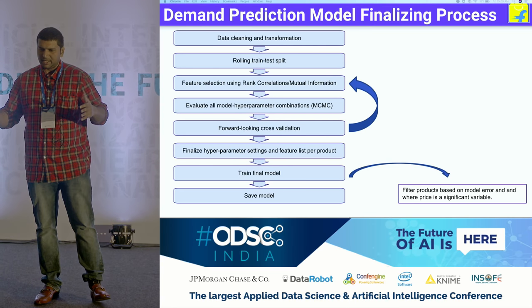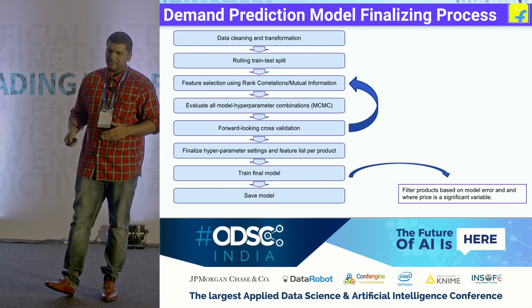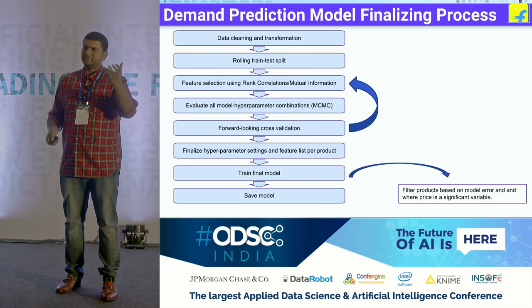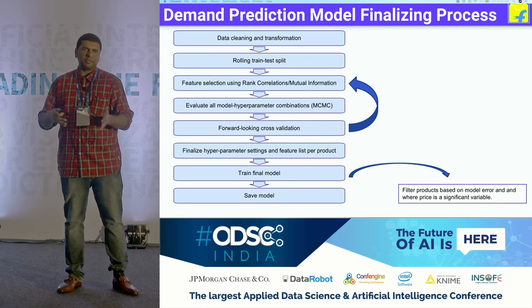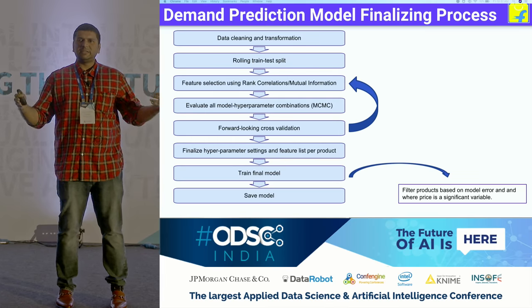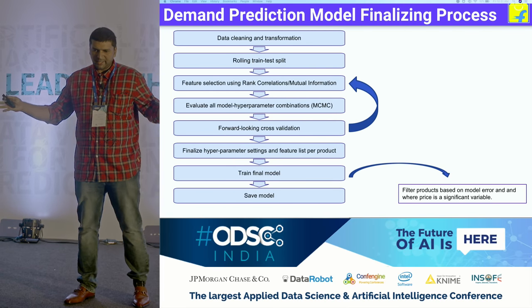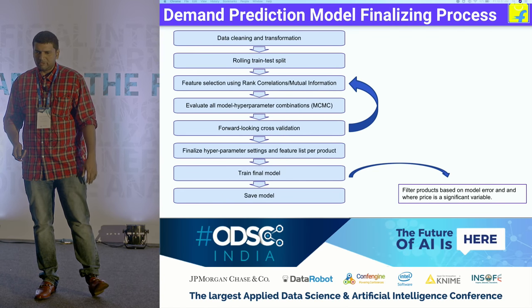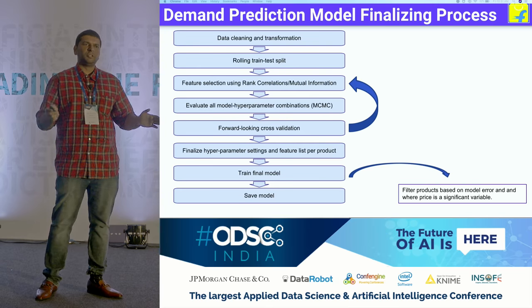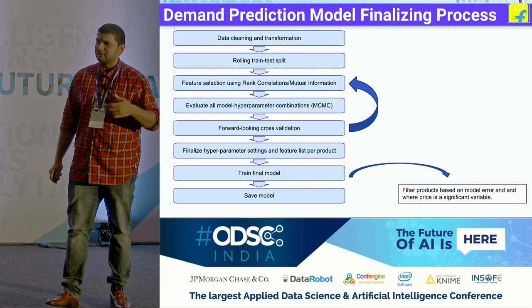It's a very technical process, so I'll go through it very quickly. We do the data cleaning and transformation, very standard stuff. We do a rolling train test, just like we do for any long time series where you have multiple change points. It's very important not to take the entire time series for the train and test, but to have a rolling train test. We do feature selection using rank correlations or mutual information. Sometimes we have categorical variables, so we need to use mutual information in those cases.